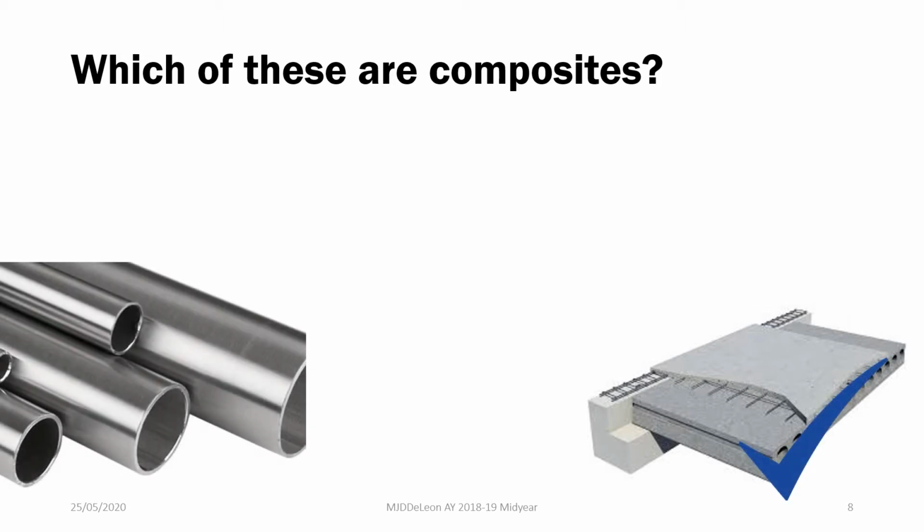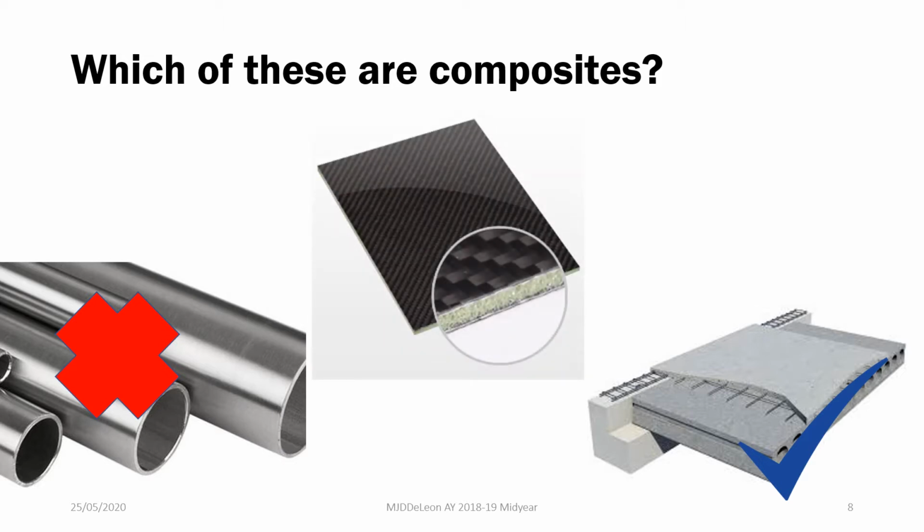Second, we have steel. Is steel a composite? No. Steel is not a composite because yung phases or yung steel or yung iron and carbon phases natin, they cannot be mechanically separated. And lastly, we have a carbon fiber mat. So carbon fiber mat, this is a composite. It's actually a laminate.